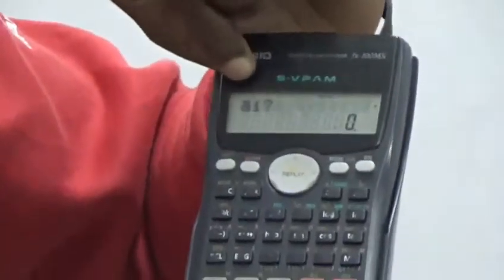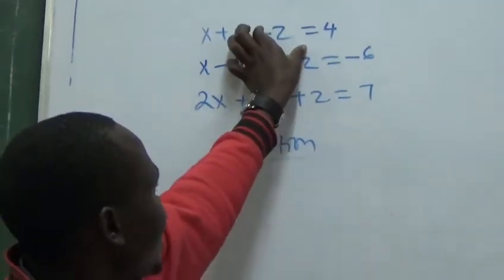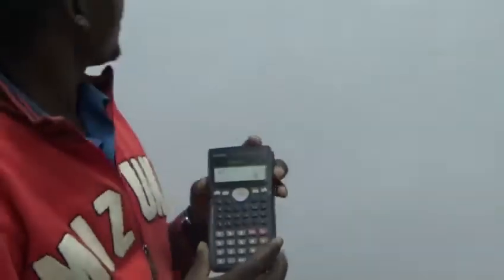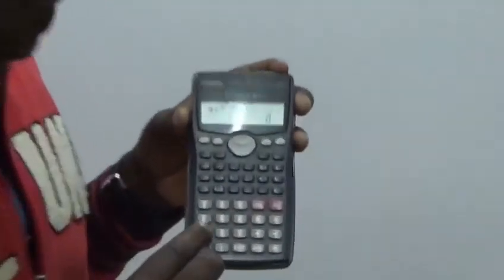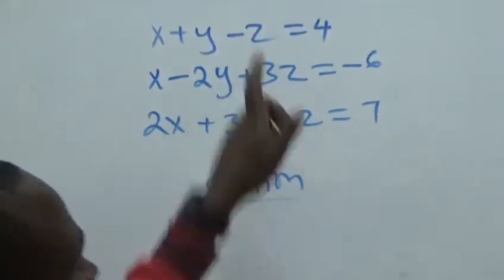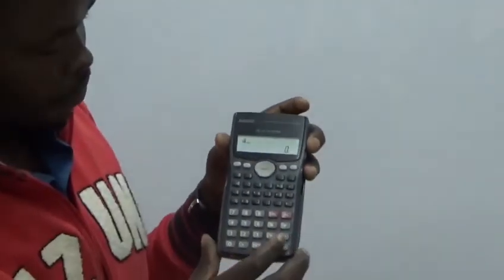Then, here is written A1. I will use my A as the value of X, then B as the value of Y, then C as the value of Z. Then this will be D. Then my first value is X. Our first value of X is 1. I press 1, then equal sign. The second one is positive 1. Then I press 1, equal sign. The value of Z is negative 1. I'm going to press negative 1. My D1 is 4. I'm going to press 4.